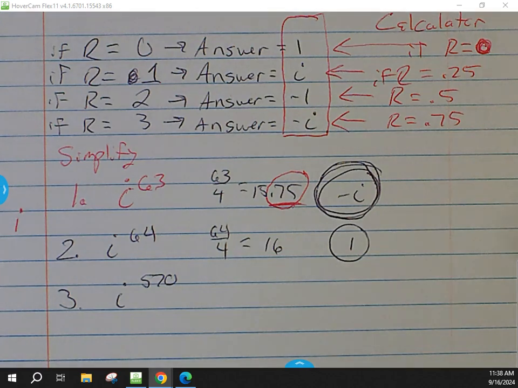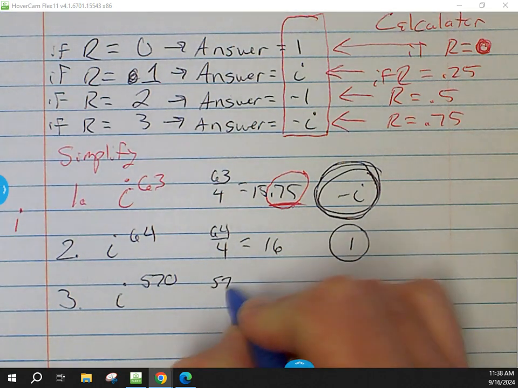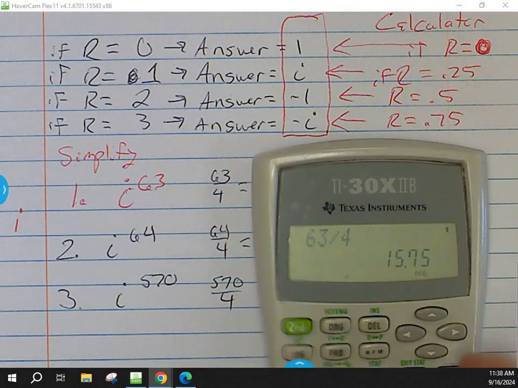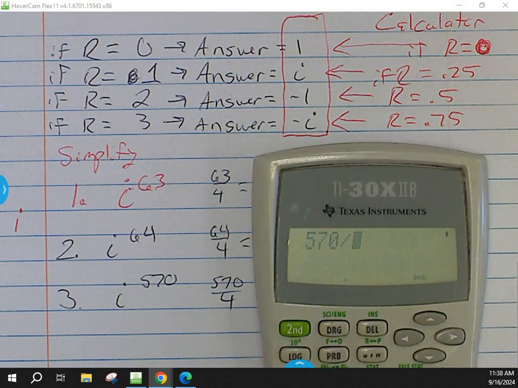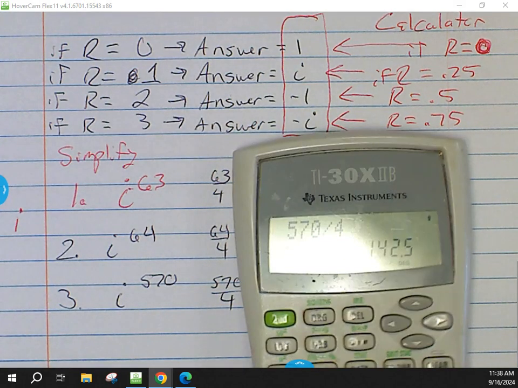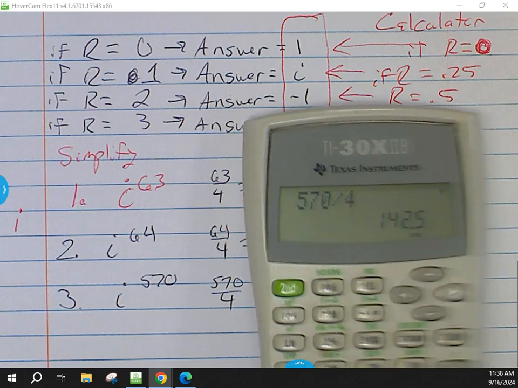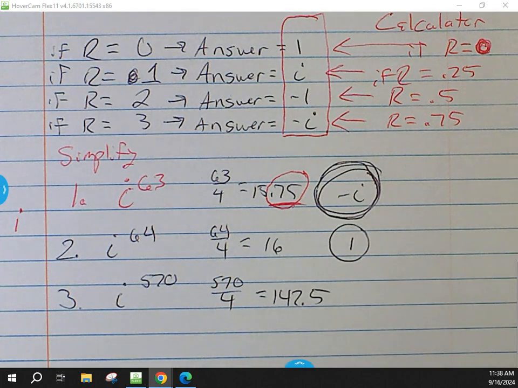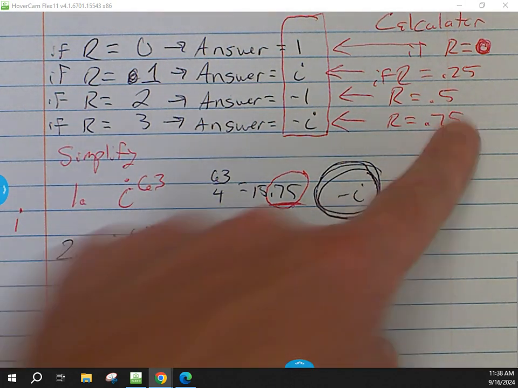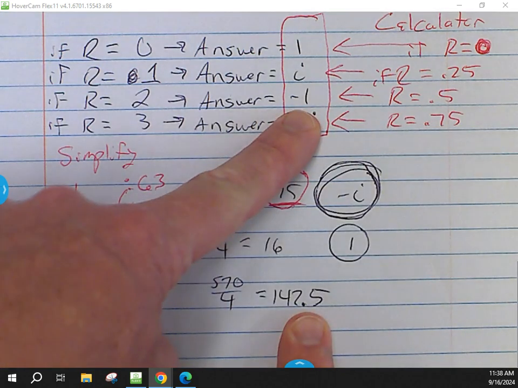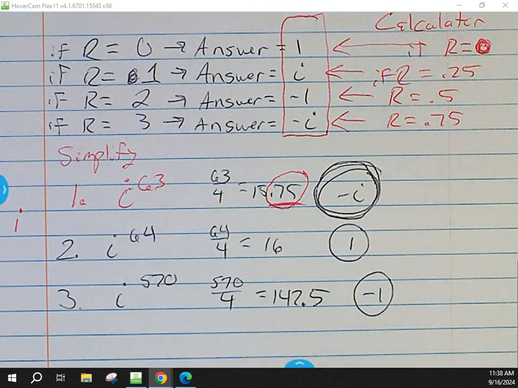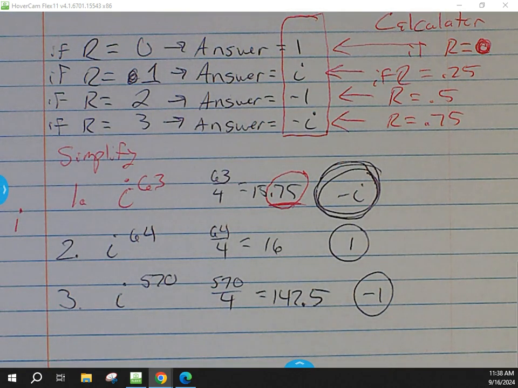If it's 570, you take the 570 and just divide it by 4. All right, we get 142.5. Okay, and with the 0.5, that's what we're looking at here. The remainder is that, so the answer is going to be -1. Okay, good.